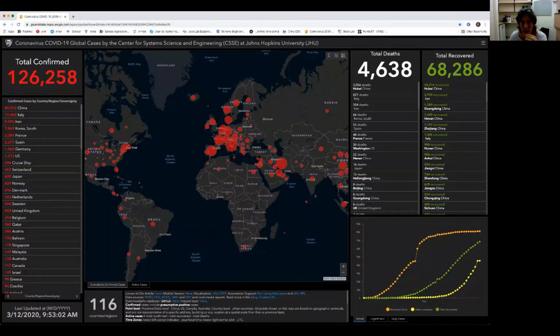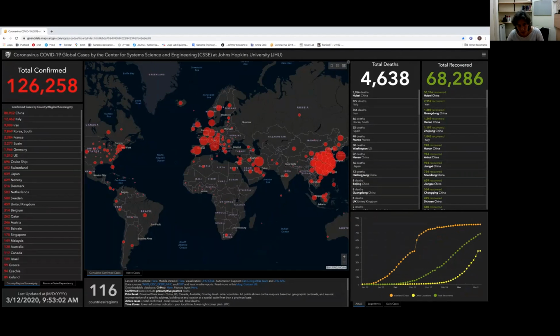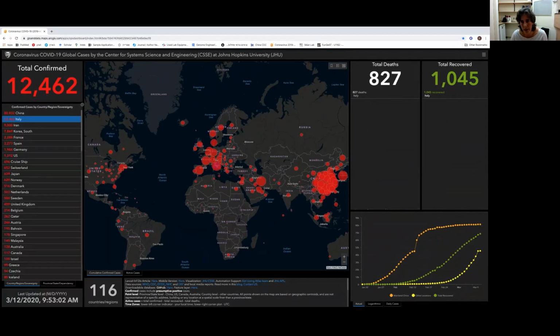So this is a website that was developed by Johns Hopkins, and you can see here the total number of confirmed cases of the SARS coronavirus 2 infection in the world right now. This website has a lot of information and it's very helpful. For example, if you hit Italy, you can see here on the side the total number of deaths in Italy, the total number recovered.